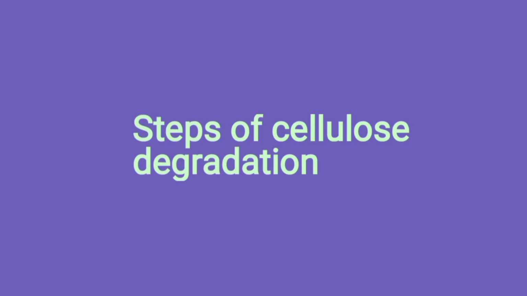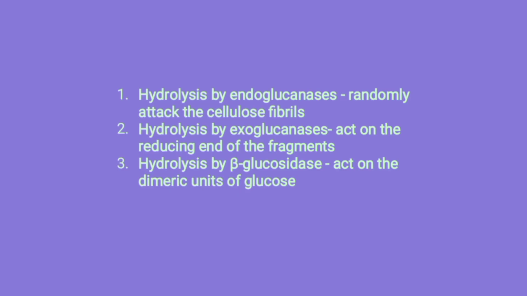Hello dear friends, today we learn the steps of cellulose degradation. Cellulose degradation consists of three steps. First, hydrolysis by endoglucanases. In this step, endoglucanases randomly attack the cellulose fibrils.